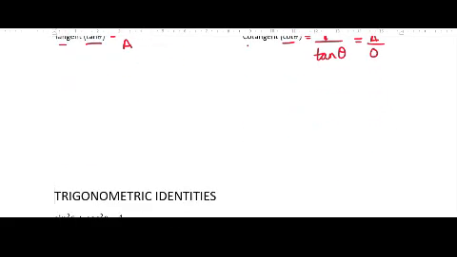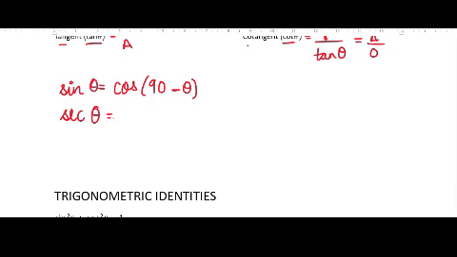Suppose you're given sine theta. You can write sine theta as cos of 90 minus theta. And if sine theta is equal to cos 90 minus theta, now you also have sec. So if you have sec theta, what can you write it as? You can write it as cosec of 90 minus theta.